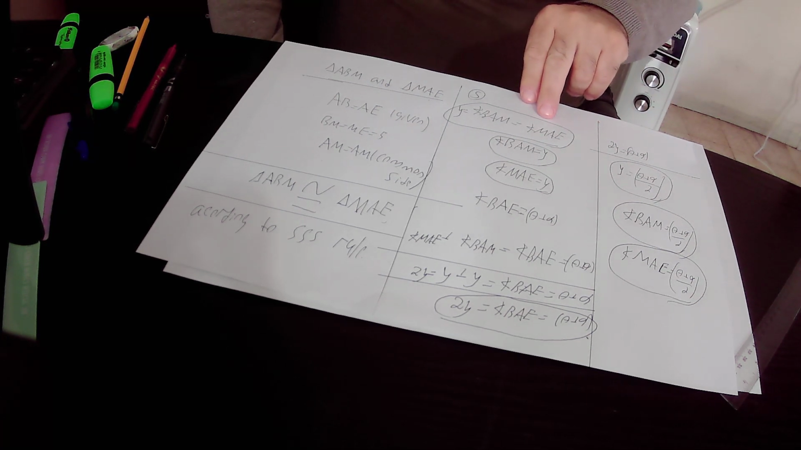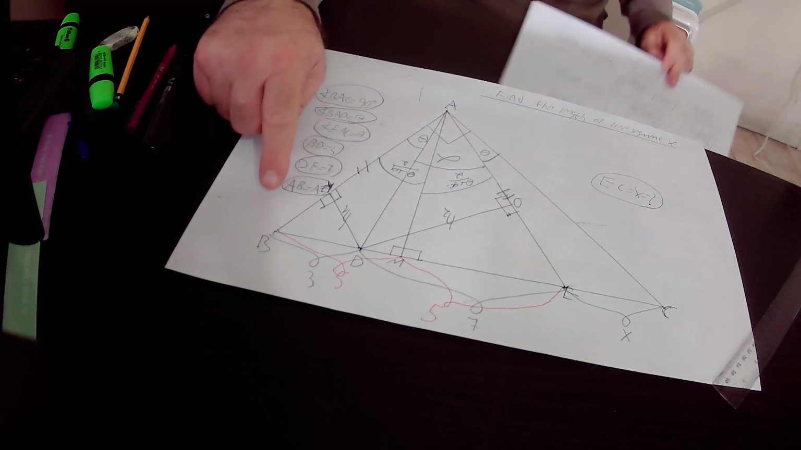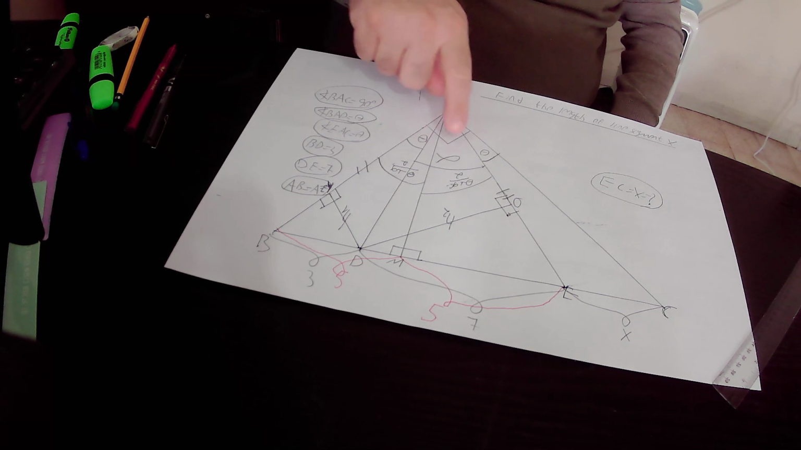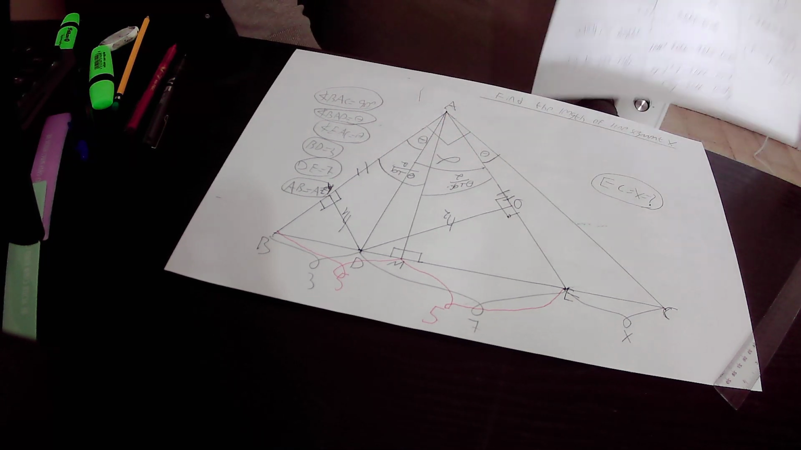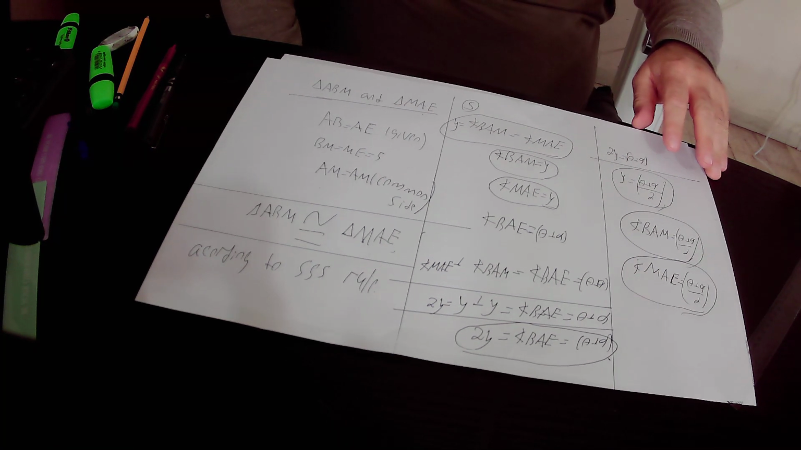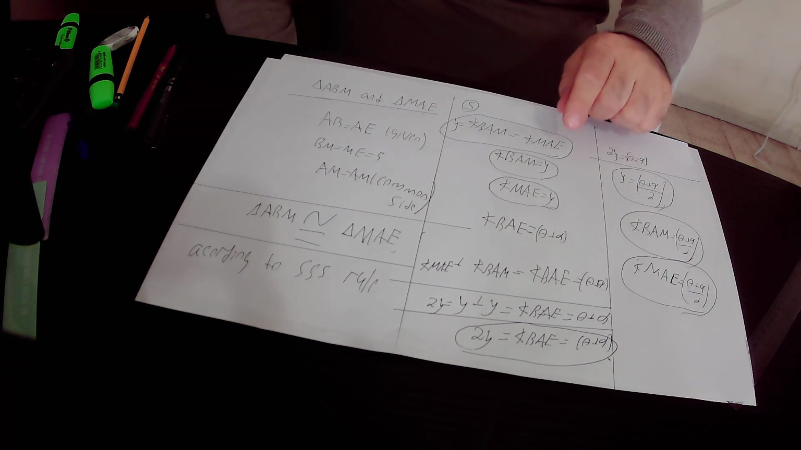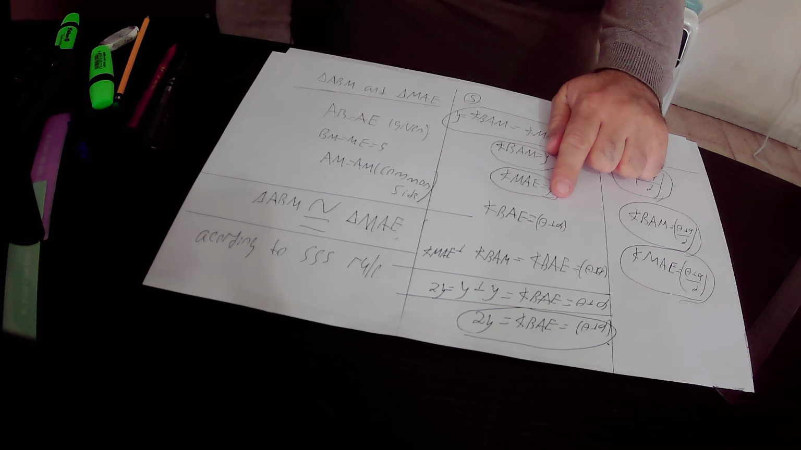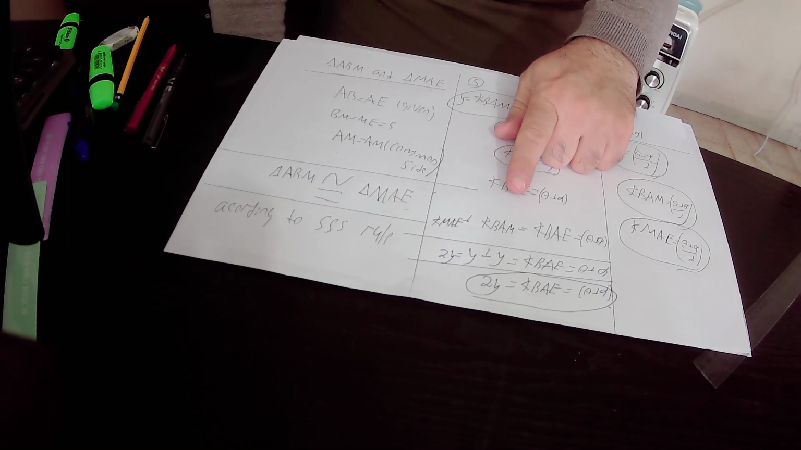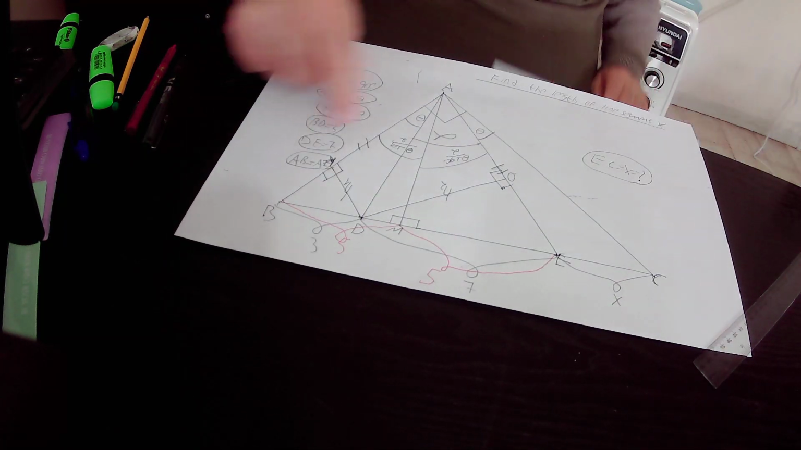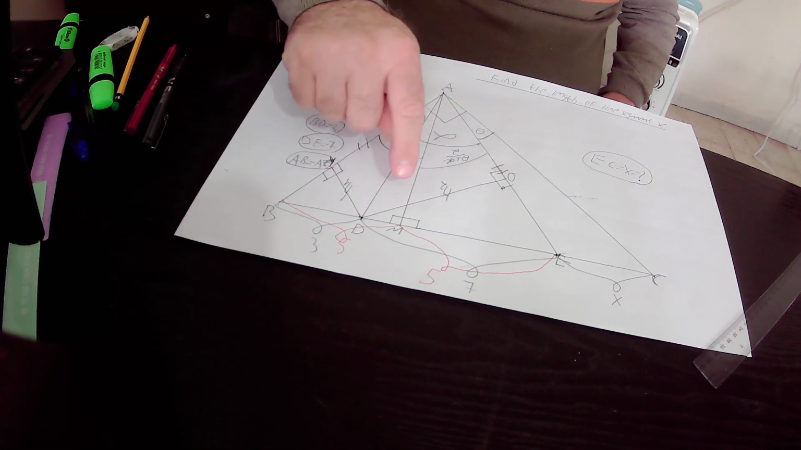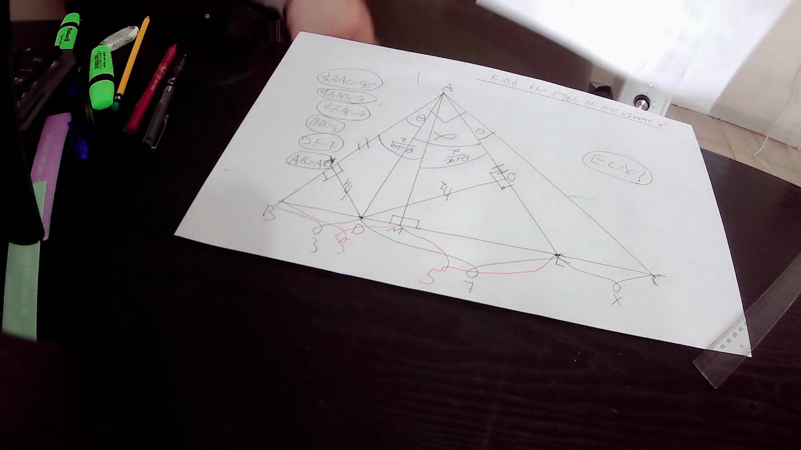And what is the value of angle BAE? The value of this angle BAE is actually equal to theta plus alpha. From one side, angle BAE equals theta plus alpha. Okay? But from the other side, angle BAE equals angle MAE plus angle BAM. Angle BAE equals angle BAM plus angle MAE. Okay?